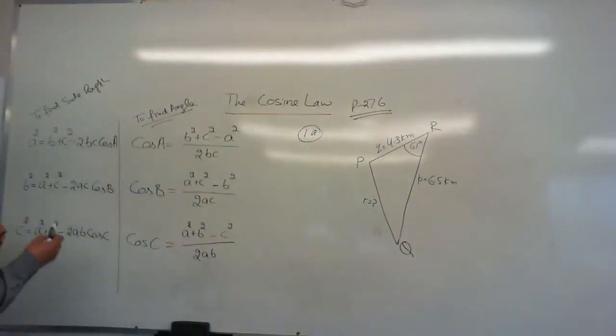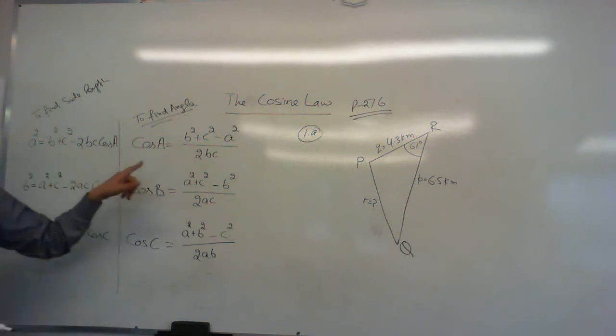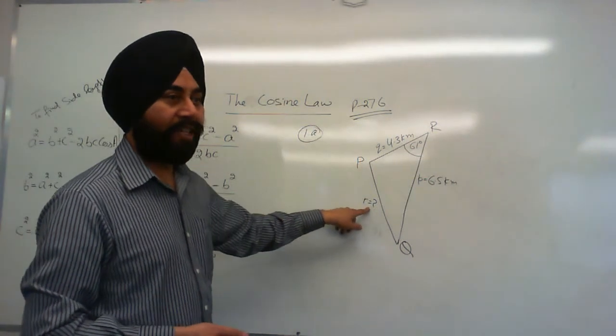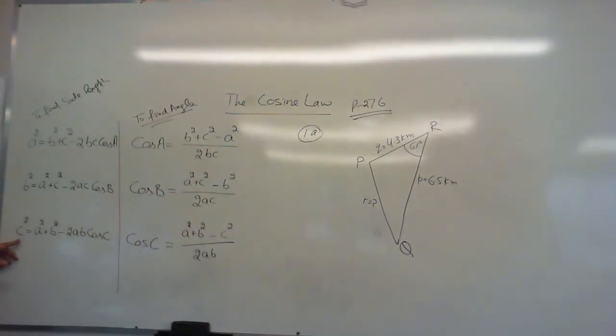If A, B, C are in order, A comes first, then B, then C. And if you say P, Q, R, what comes first? P, right? So that means your A should become P, your B should become Q, and C will become R. And because you have to find R, you will use the third formula, because C is the same as R. So use this formula.